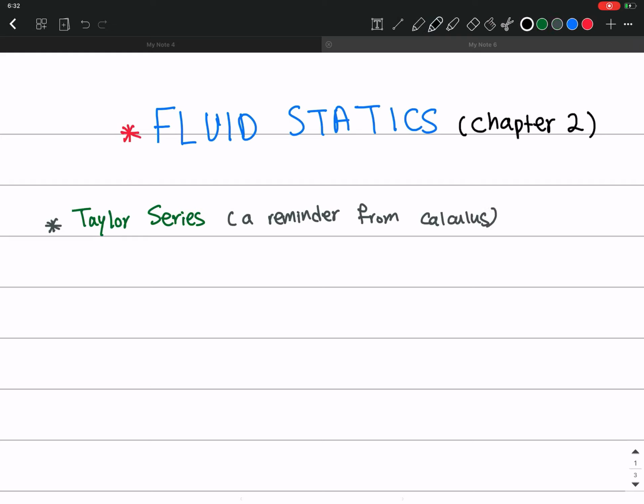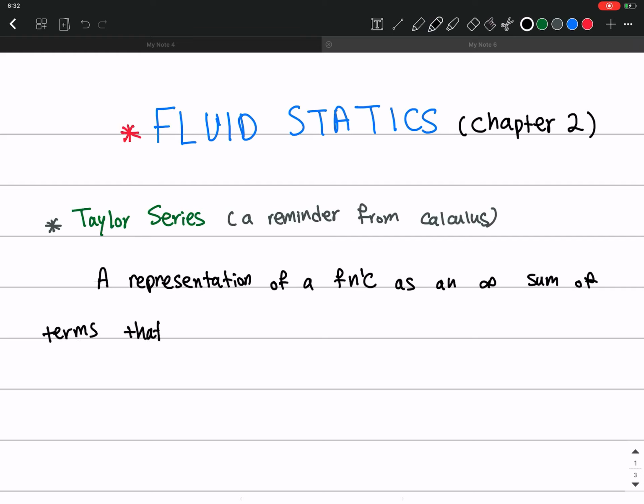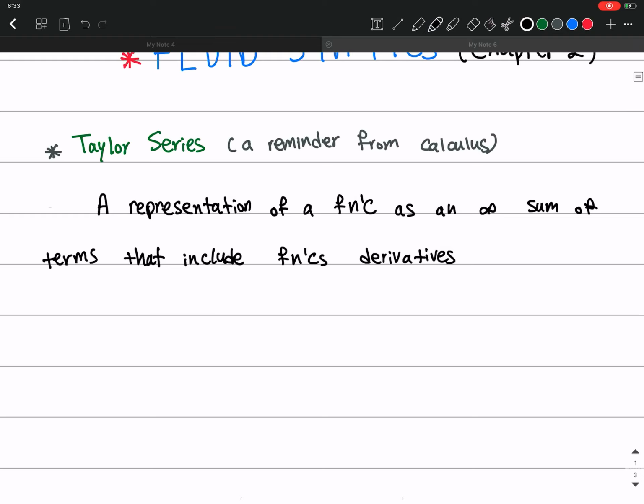So what is Taylor series? Taylor series is a representation of a function as an infinite sum of terms that include the function's derivatives. This is a very general theory that is true and valid for any type of function.